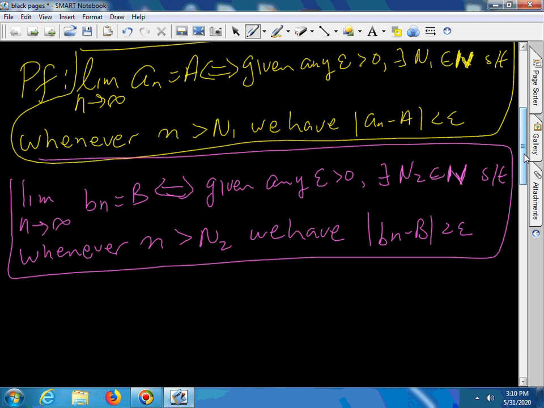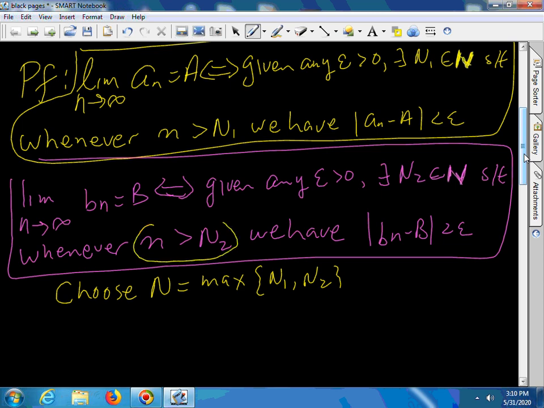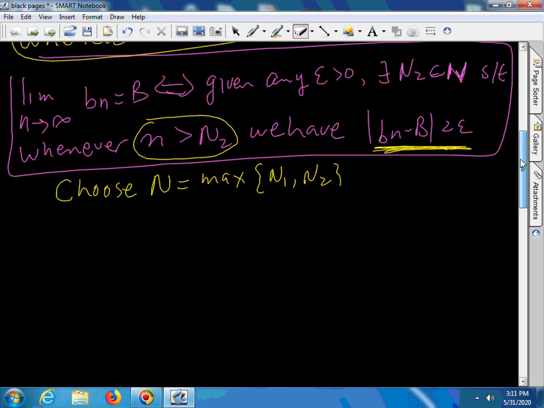Now, what we're going to do is choose capital N to equal the maximum, the larger of n1 and n2. Suppose for a moment n1 is bigger. Well, whenever n is bigger than n2, this is true. Actually, if we pick a larger one, like n sub 1, then this statement will still be true, because any number bigger than n sub 2, this works for. So if n1 is even larger, then it's going to work there too. So choosing N to be the larger of the two doesn't hurt anything.